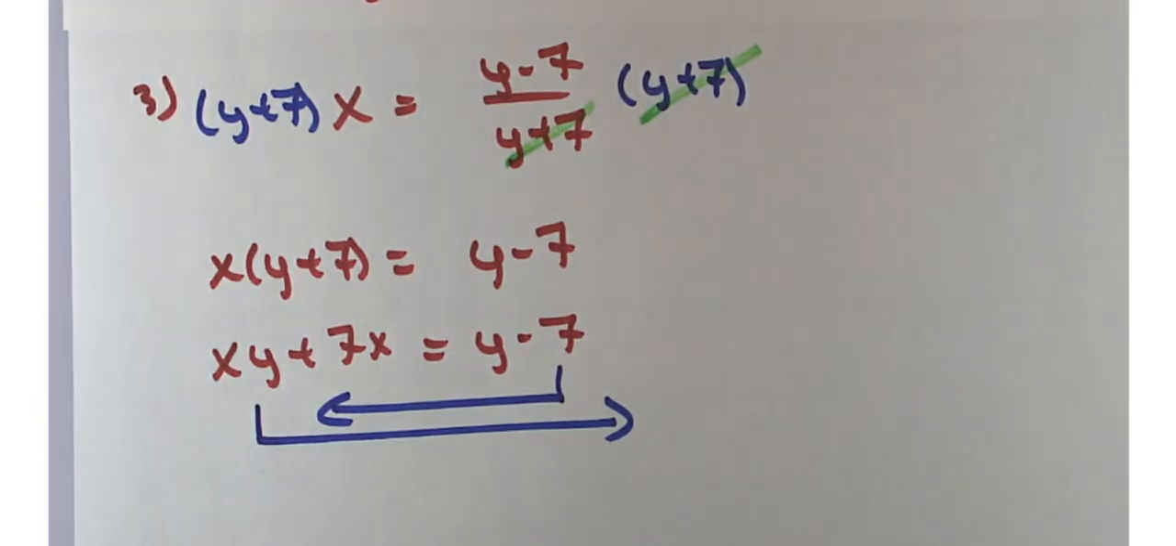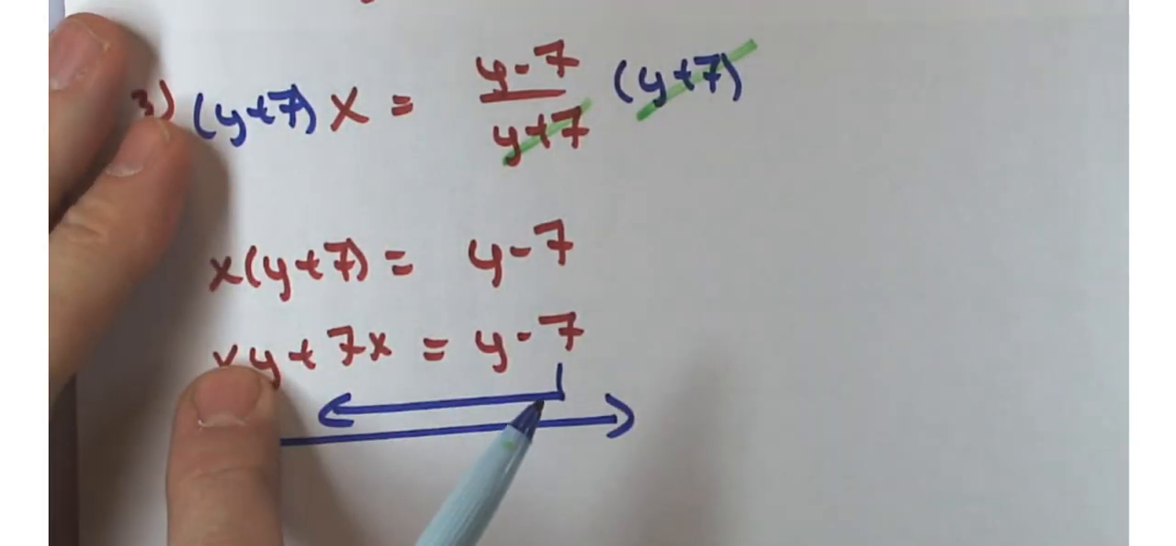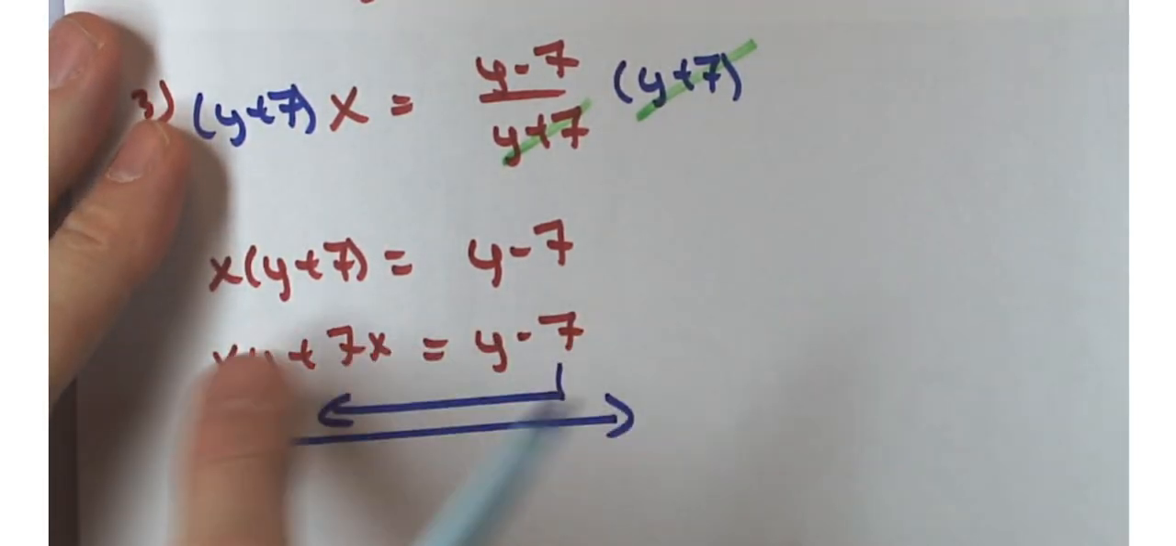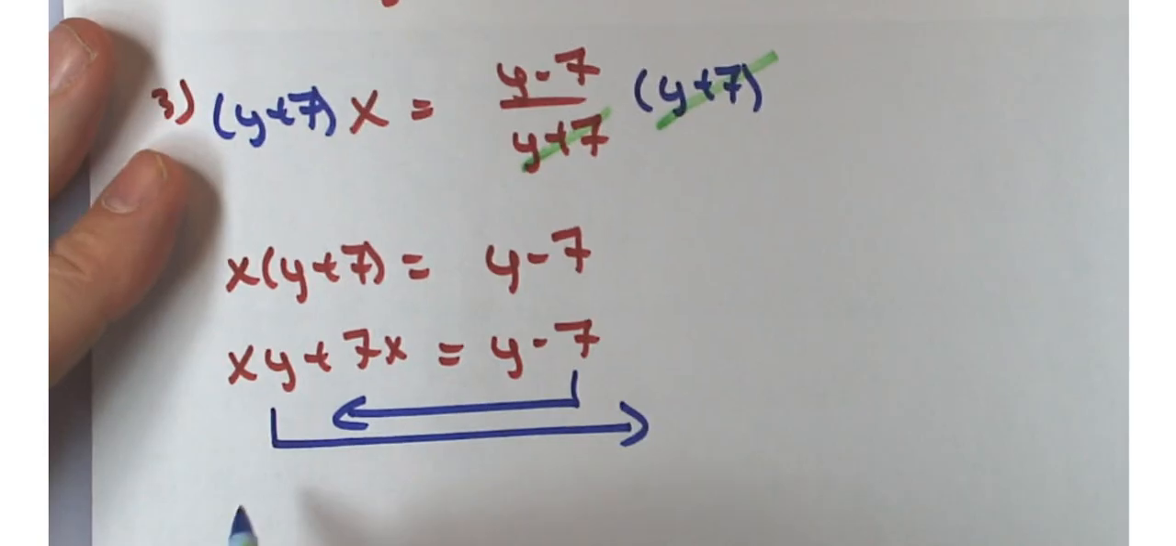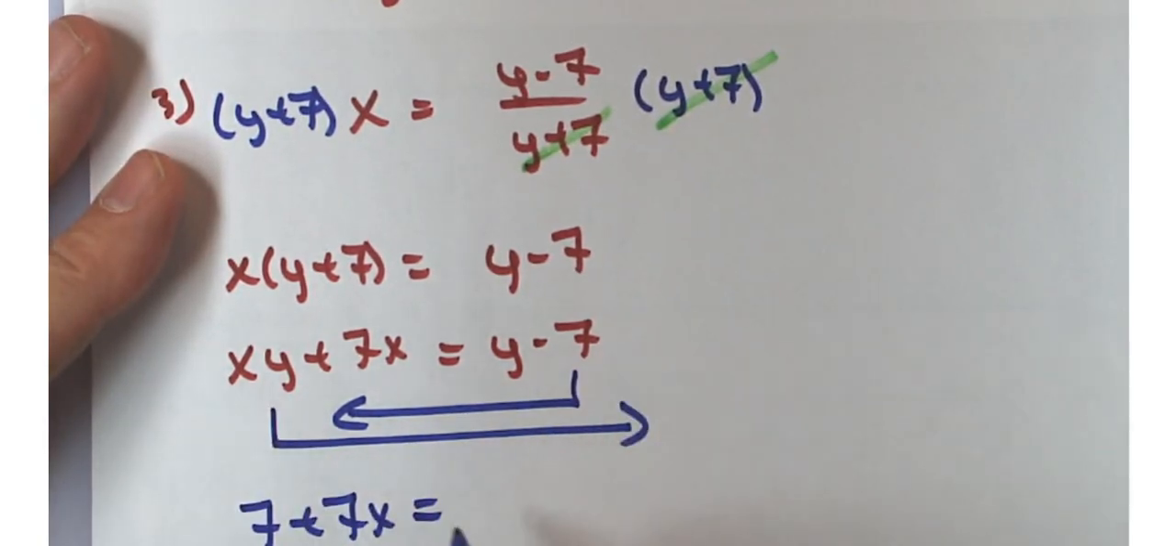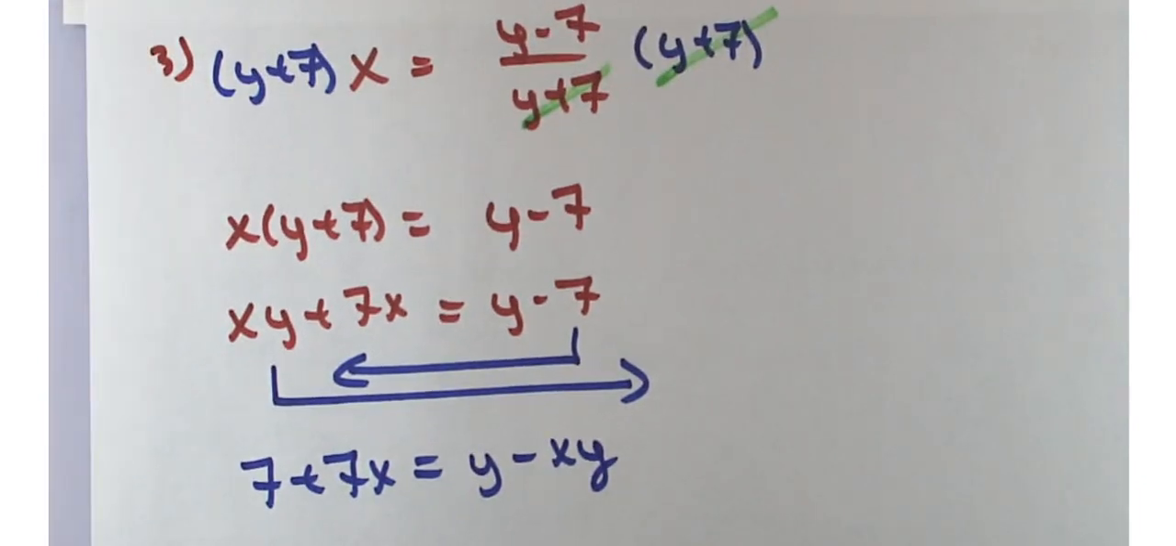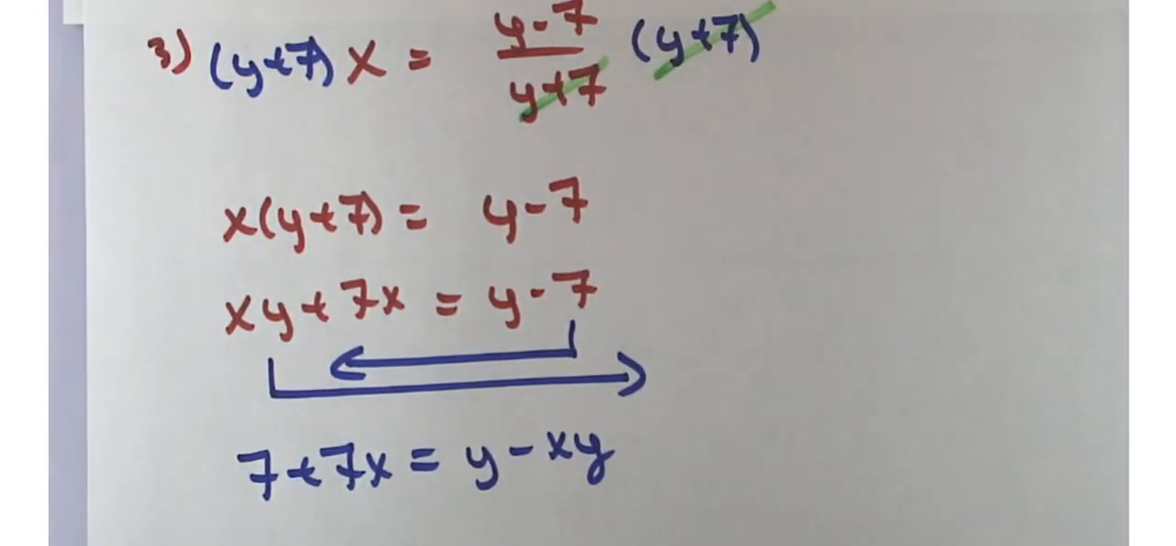When something switches sides, what happens to its sign? When I move that 7 to the left-hand side, is it still going to be a negative 7 on the left-hand side? What's it going to be? It's going to be a positive 7. So this is going to be 7 plus 7x equals y minus xy. So switch sides, switch signs.